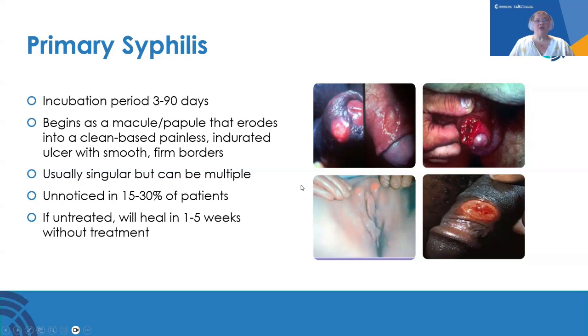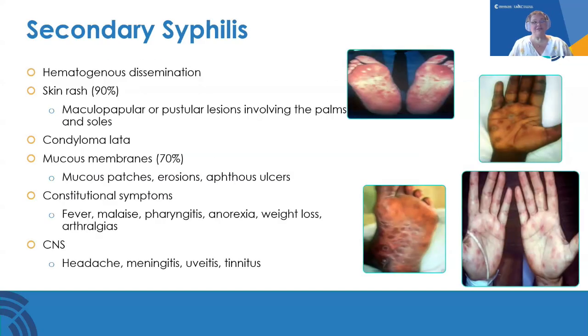The reason why it goes unnoticed in 15 to 30% of the patients is because treponema pallidum has a numbing effect, believe it or not, on the tissues. So if you've got a numbing effect, even though this looks like it would be extremely painful, if this is near the rectum or inside the vagina on the cervix, which I have seen, it's very likely that it's going to go unnoticed. If it doesn't hurt, sometimes you don't know. But again, it will heal on its own in about 1 to 5 weeks, even without treatment. That doesn't mean you don't have syphilis.